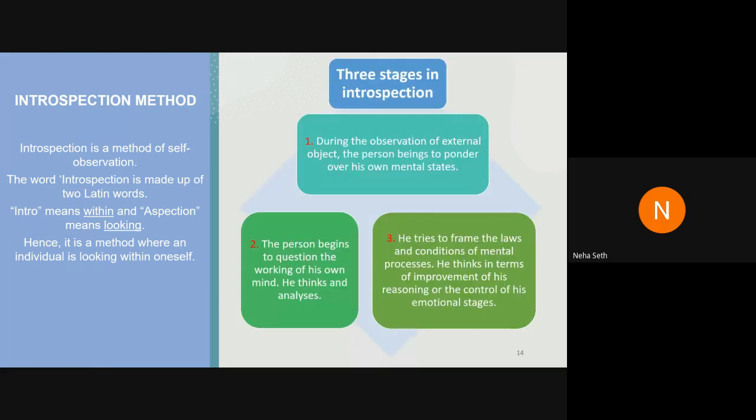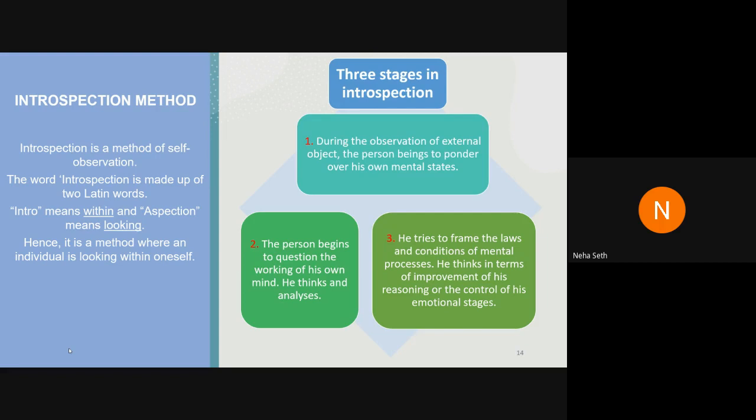Now there are three stages of the introspection method, which says that during the observation of an external object, the person begins to ponder over his own mental state. So we as students, we as teachers need to study our mental state as well as the mental state of our students. Okay, so what will happen, giving a different situation? We allow our students to act or to give their reaction to that. And we try to gather this kind of data, how they are reacting. So the person begins to question, working on his own mind. He thinks and analyzes. So we need to leave the students with a thought process on. It's a continuous thought process.